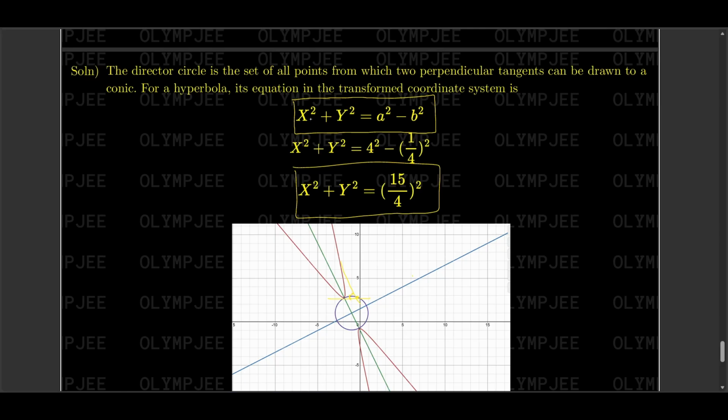So the equation of the director circle can be given as X square plus Y square equal to... Sorry, the square won't be here, because a was 2 and the square will be 4, and this square won't be here either. So this is the final equation of the director circle, and this is the equation of a circle. So this will be r square, so the radius of this circle is root 15 by 4.